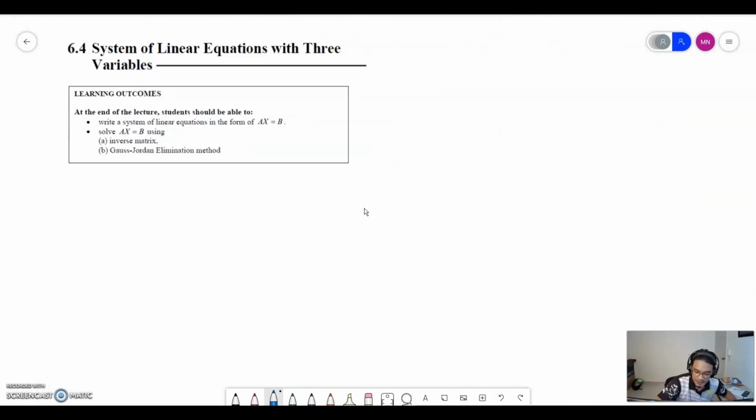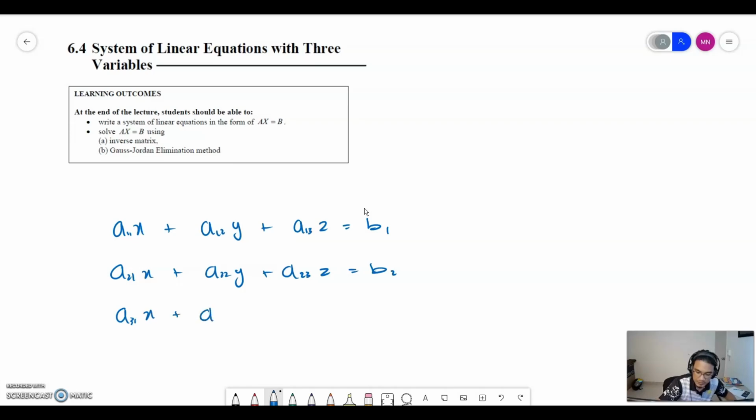Okay, so first let's say we have three linear equations of a11x plus a13z equal to b1. So this is the first linear equation. Okay, so now let's say we have these three linear equations and we want to solve them and find the values for x, y, and z.